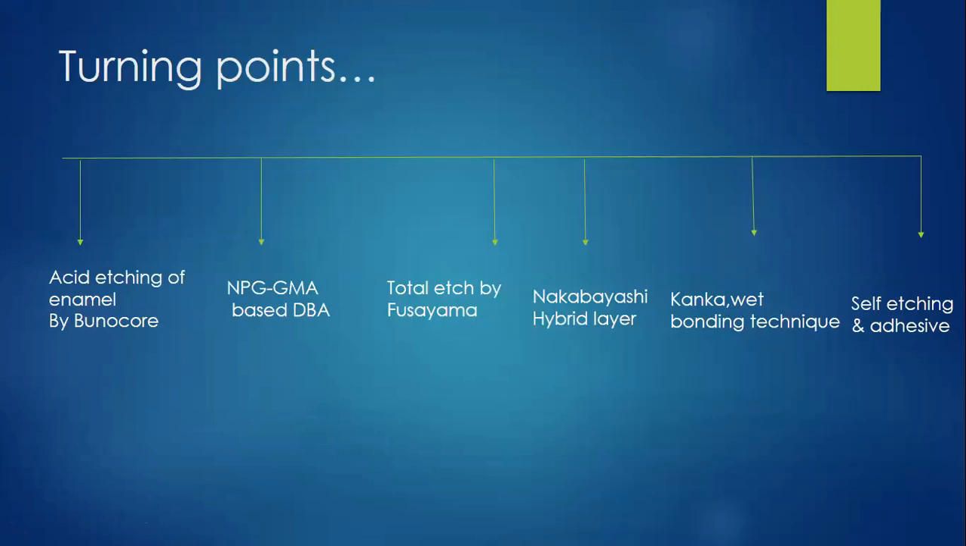These are the turning points that occurred, starting in 1955 when Buonocore came out with an idea of acid etching of enamel. Then we have the first generation bonding agent, which is NPG-GMA based. Then the total etch concept by Fusayama. Then Nakabayashi gave the concept of the hybrid layer. Then there is the concept of the wet bonding technique. From there, we came to the self-etching adhesive system, and further advancement has been made to universal bonding systems. So let's discuss one by one.